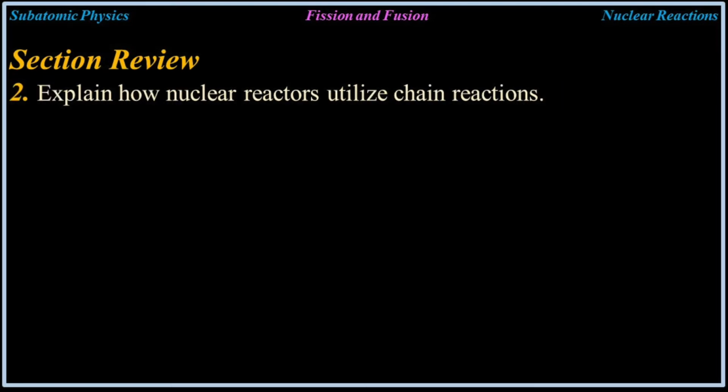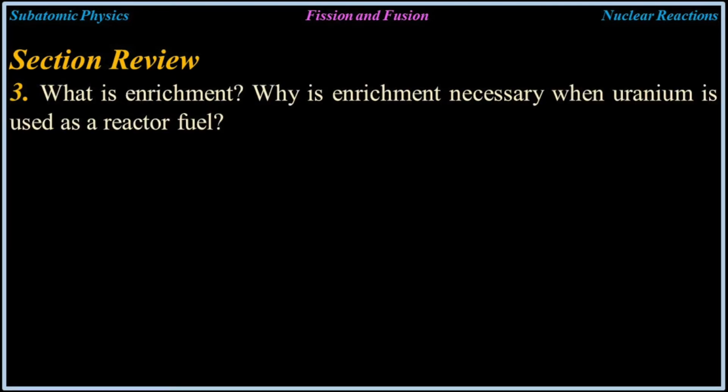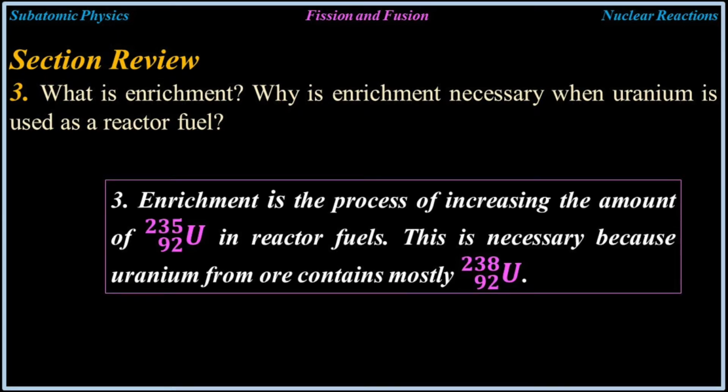Explain how nuclear reactions utilize chain reactions. The excess neutrons produced by each reaction are used to induce additional reactions. What is enrichment? Why is enrichment necessary when uranium is used as a reactor fuel? Enrichment is the process of increasing the amount of uranium-235 in reactor fuels. This is necessary because uranium from ore contains mostly uranium-238.